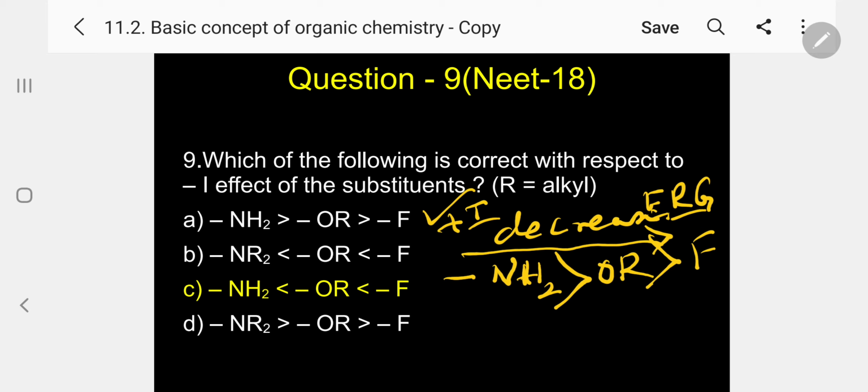But what they have asked is minus I. They are asking for the minus I order. So automatically, what is the minus I order? This is the order. Kindly follow. This is decreasing, so automatically this is increasing minus I. So F is highly electronegative, so it is strongly attracting, minus I. Then comes OR, then comes NH2. So that's why option C is the correct answer. Please follow. You have to clearly understand the concept, then you have to answer. So the correct answer is C.